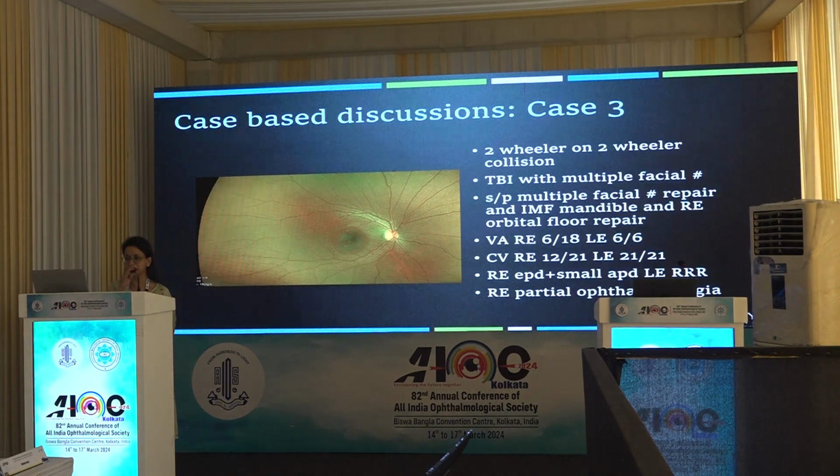The third case I've put up to show that not all optic nerve injuries might be a traumatic optic neuropathy, even if there is a relative afferent pupillary defect. This patient was a 25-year-old male who had a two-wheeler on two-wheeler collision. He had traumatic brain injury with multiple facial fractures which had been repaired elsewhere. His vision in the right eye was 6/18, left eye was 6/6. The color vision was 12 plates in the right eye and 21 plates in the left eye.